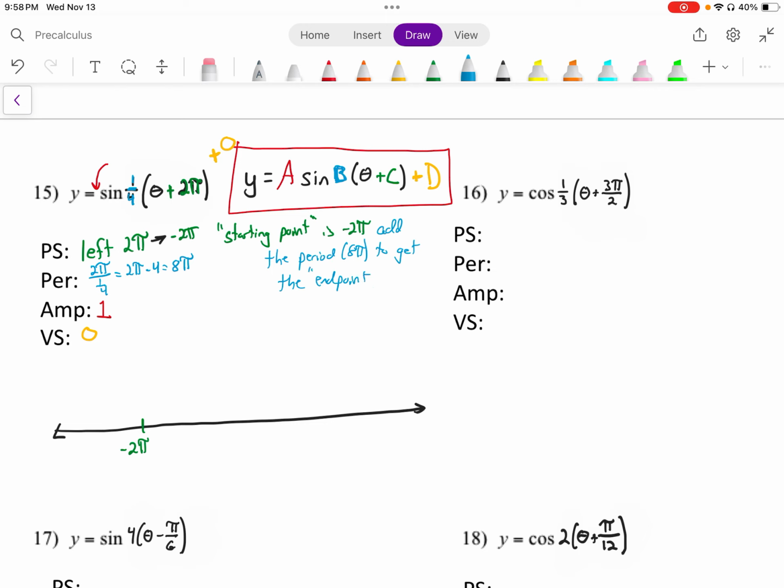And this one will work out a little bit easier. We have negative 2 pi plus 8 pi, which is going to give us our ending point of 6 pi. So that's pretty spread out. I'm going to put 6 pi way down here. We divide that into 4 equal parts.